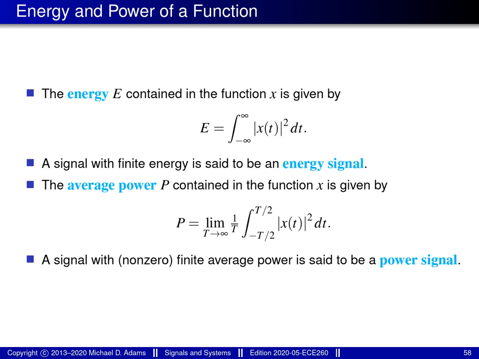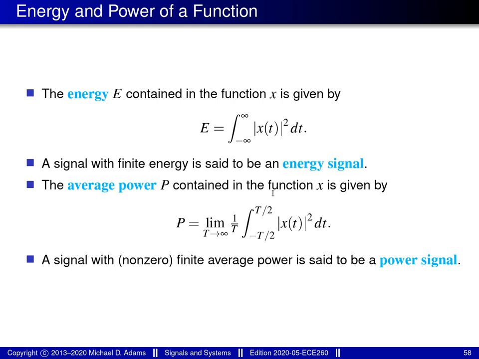Now I need to introduce the concept of energy and power for functions. The energy E that's contained in a function x is given by an equation of this form. Essentially the energy of a function is simply the magnitude of the function squared, and then we integrate that over the whole domain of the function, in other words over the entire real line. And just as a matter of terminology, a function with a finite amount of energy is called an energy signal.